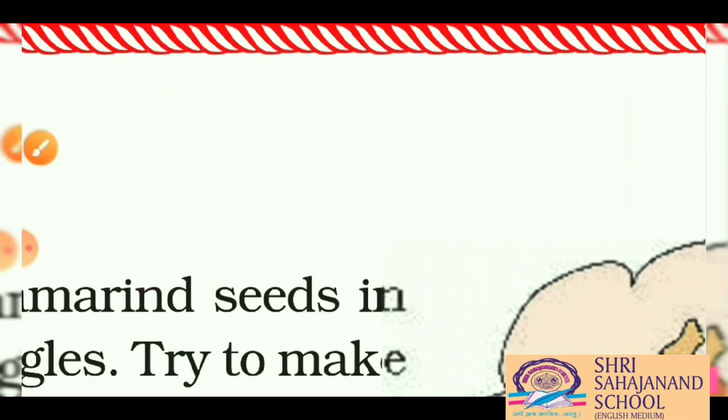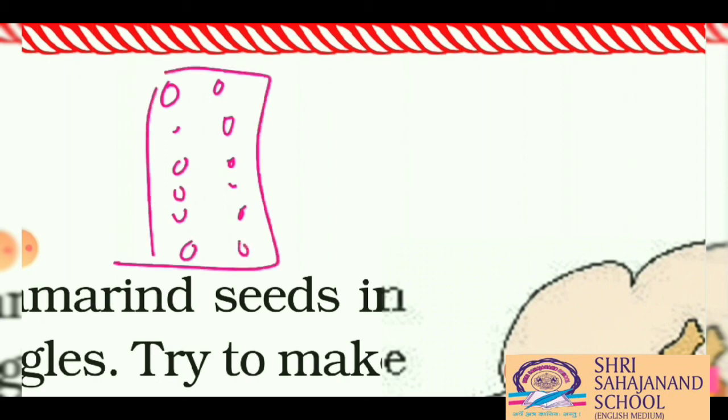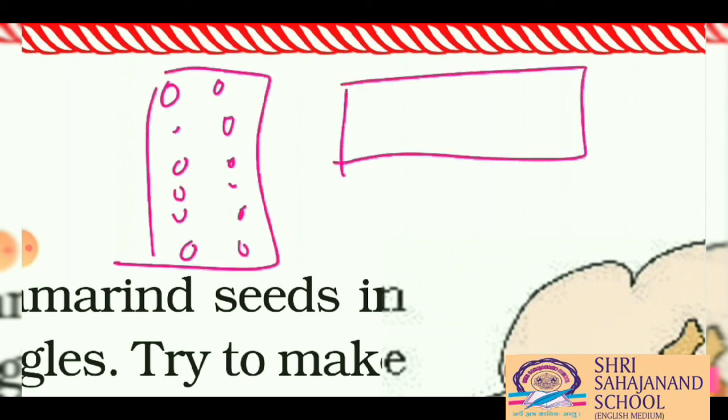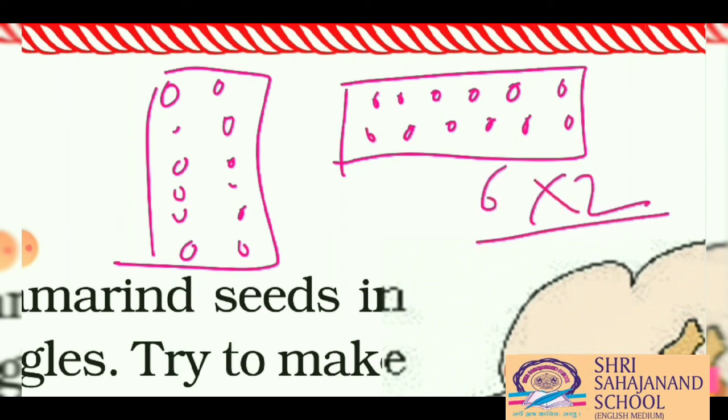Third is 2 by 6. Oh sorry, I forgot it. You can make 2 by 6, 1 2 3 4 5 6 7 8 9 10 11 and 12. Yeah, in the format of 2 by 6 you can make. And next is 6 by 2. 6 by 2 you can make 1 2 3 4 5 6 7 8 9 10 11 and 12. Yes, it is 6 by 2. So in these 4 ways you can make.